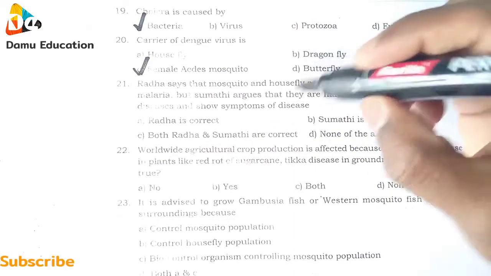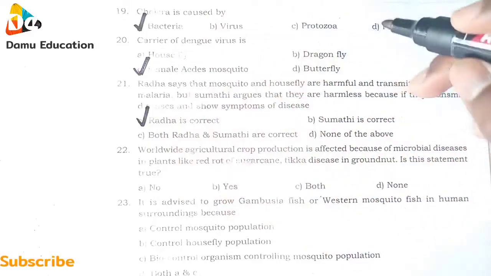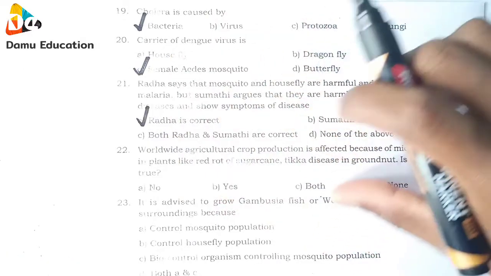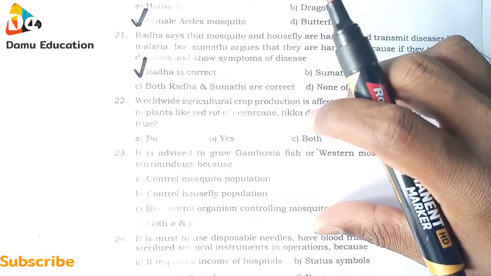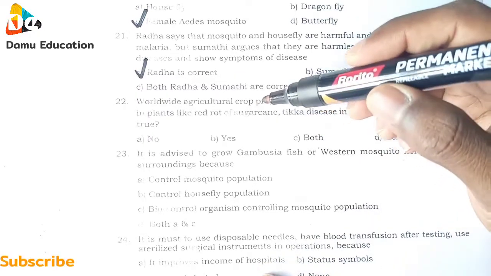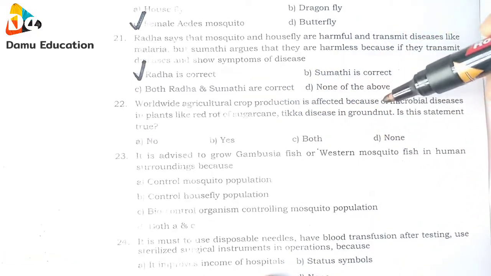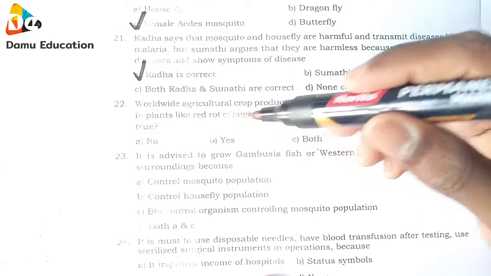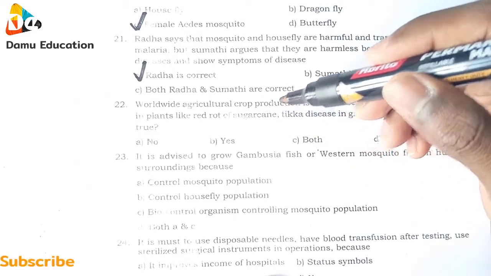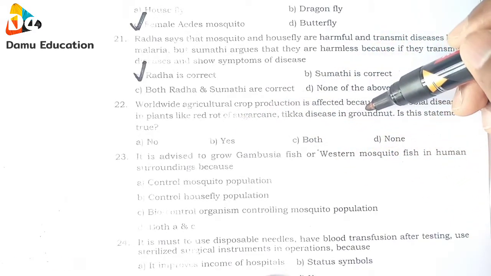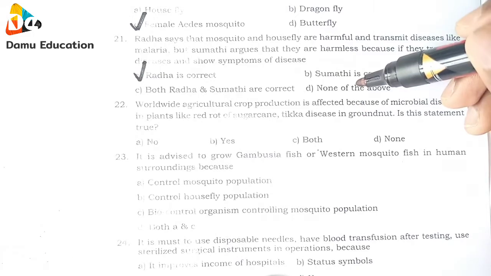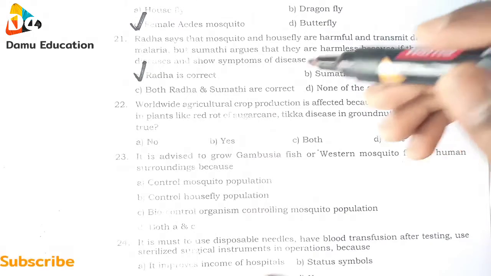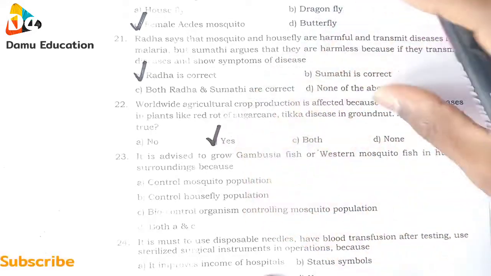For 21, we know that Radha is correct. She is only telling that they are harmful when they are transmitting. Next, 22. Worldwide agricultural crop production is affected because of microbial diseases in plants like red rot of sugarcane and tikka disease in groundnut. Is this statement true? 22, it is yes, B.